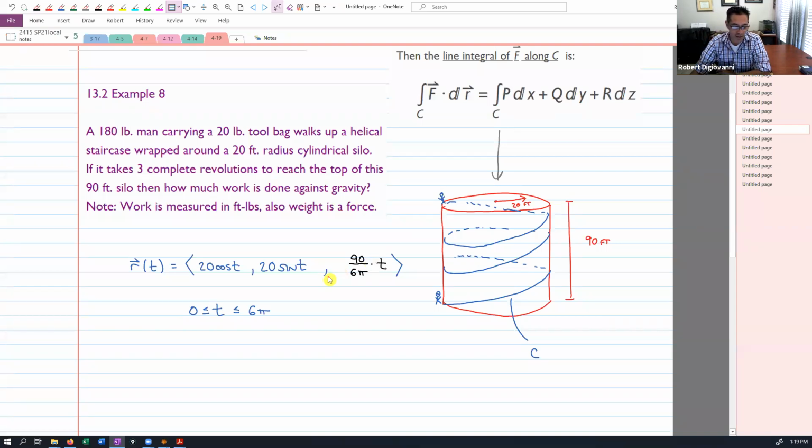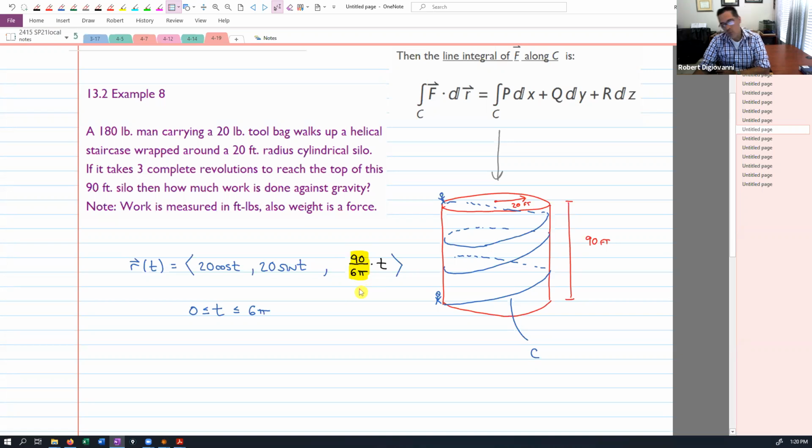So let's think about this. If T is 0, where are you going to start? Well, 0, right? So you're on the ground. As T grows, the Z component starts to grow linearly. And when I say linearly, I mean linearly because that's just a number in front of T. It's a linear function of T. But see what happens when T gets to 6 pi. The 6 pi's cancel and you get 90. You see? That works.